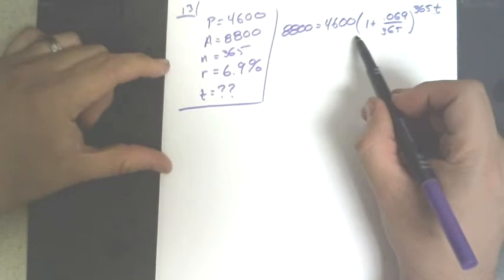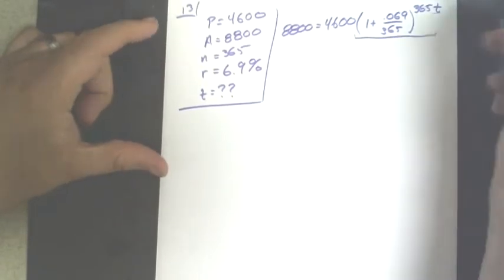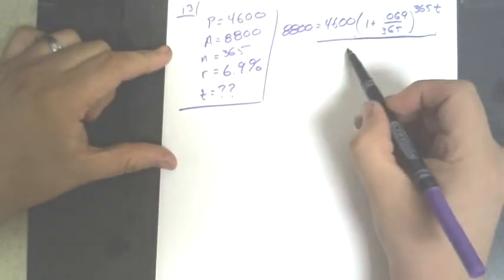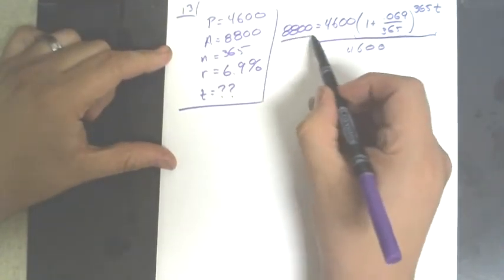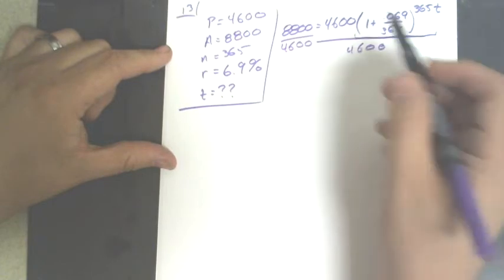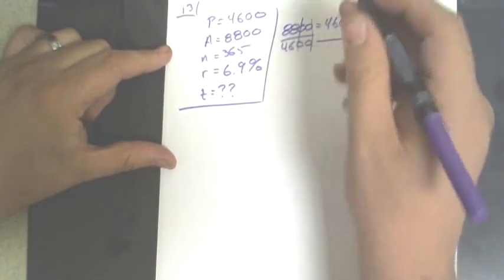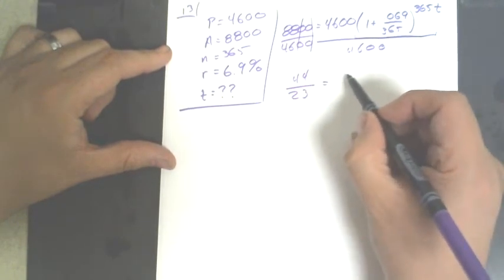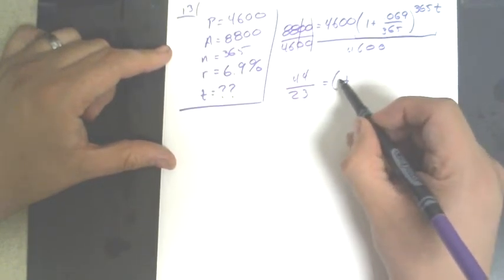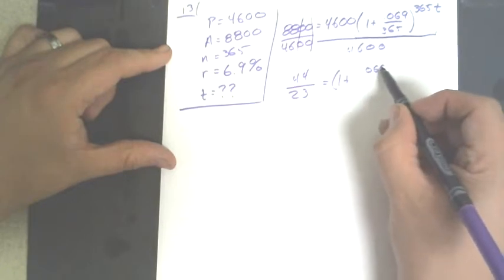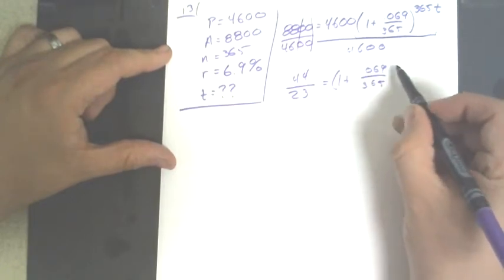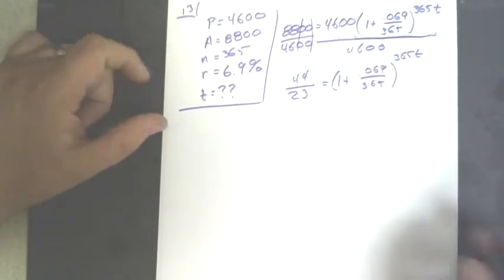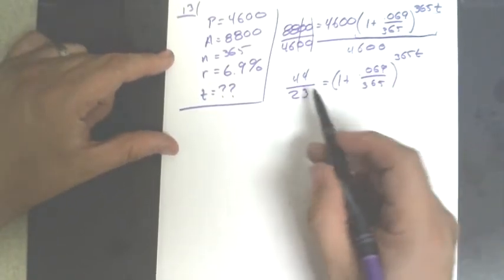So how do we do that? Again, first isolate the thing that has the exponent on it. So divide the 4,600 out of the way. Divide by 4,600, let those zeros cancel, divide both by 2. So 44 over 23 equals 1 plus 0.069 over 365 to the 365t. Oh, I suppose we could add those together.